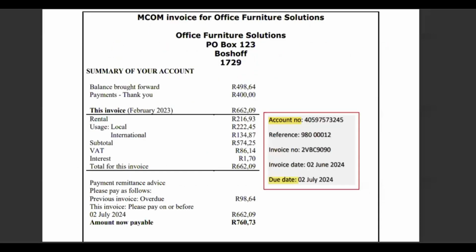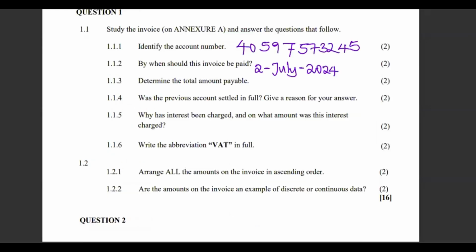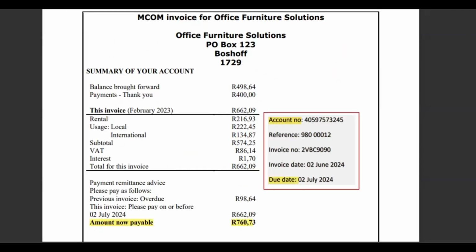Determine the total amount payable. Total amount payable. We come here and we say amount now payable is, we shall say here 760 rands, 73 cents.